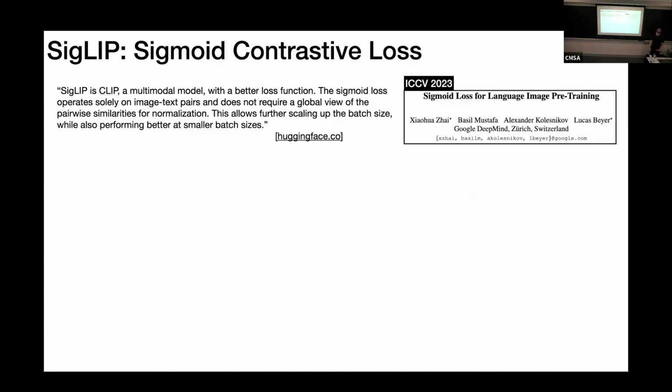And for various reasons, it's better because there was that normalization term in CLIP, where you had the sum over i not equal to j, and you have to do that over your whole batch. It's very computationally expensive. It's a pain in the butt.